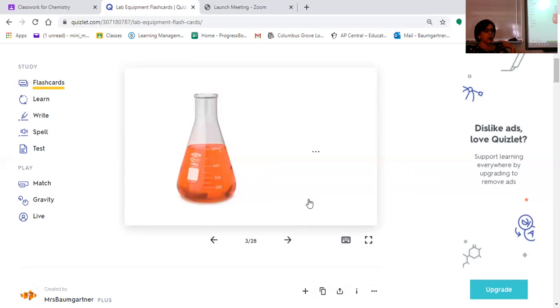So Erlenmeyer flask, we're actually going to talk about 3 pieces of equipment here. Oh, is this not going alphabetically? It must not. On your sheets, you have a burette clamp, you have a burette, and you have an Erlenmeyer flask. Those 3 pieces of equipment are used together in a process called titration. I will spell that for you. It is T-I-T-R-A-T-I-O-N, titration.